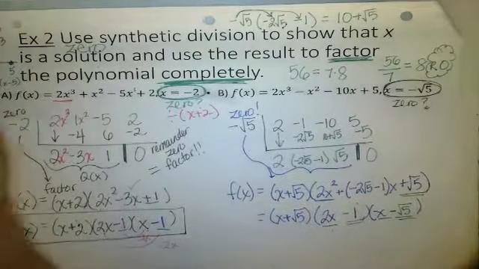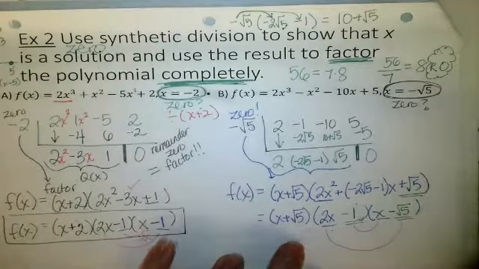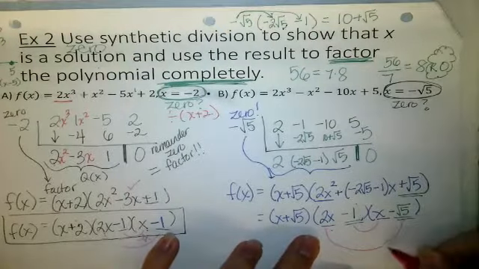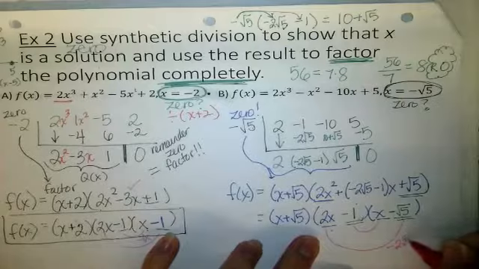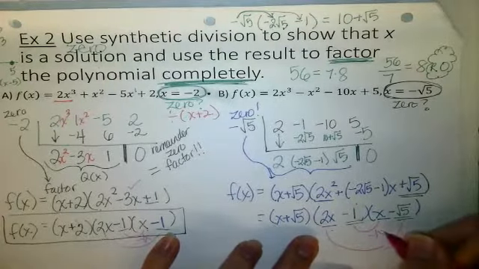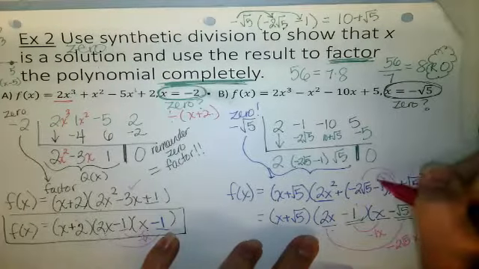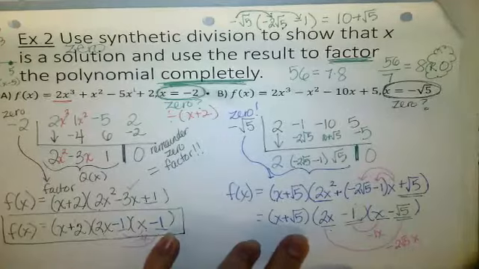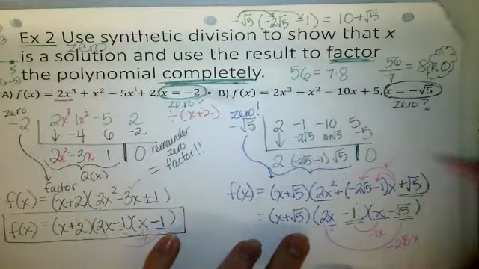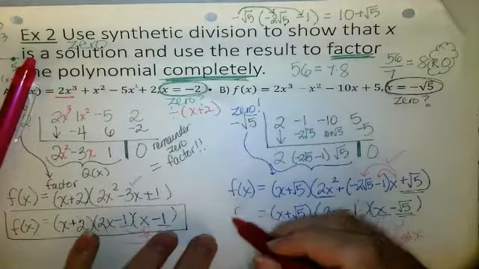How do you know if you did it right? You check the rainbow. Let's check that rainbow. 2x times negative radical 5 is -2 radical 5 with an x. -1 times x is -1x. What happens when you distribute your x there? Does it work? Yes, it does. That's very cool, right? This is completely factored.